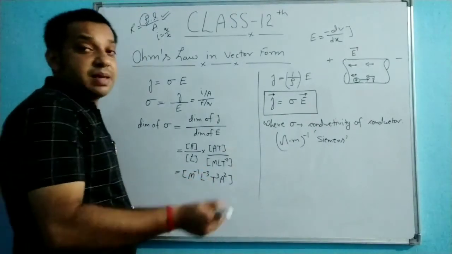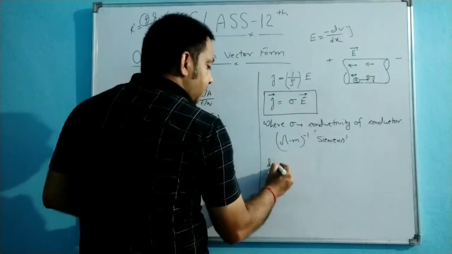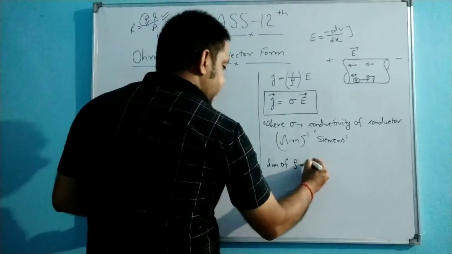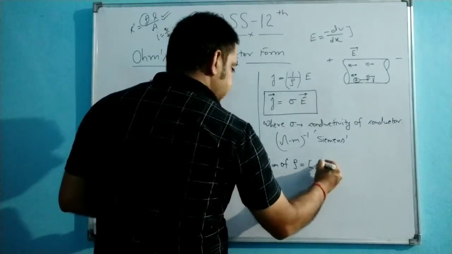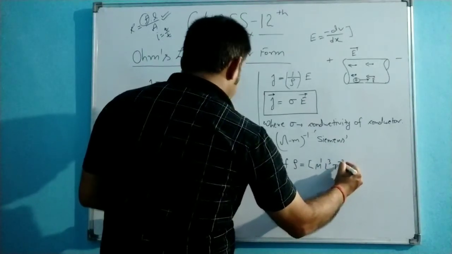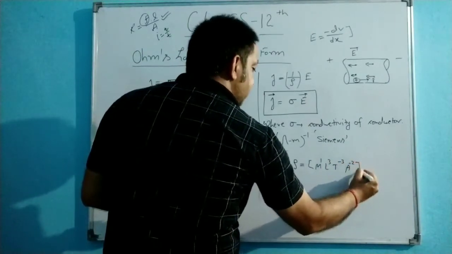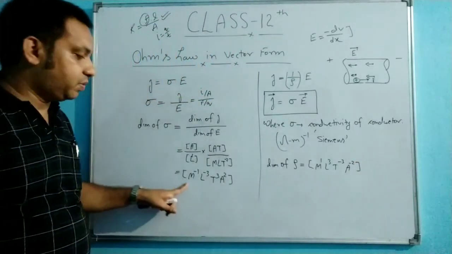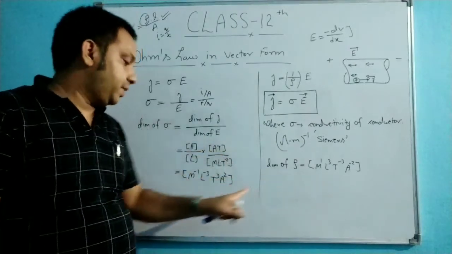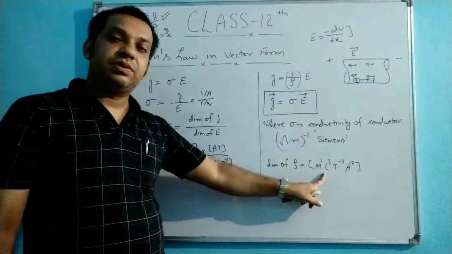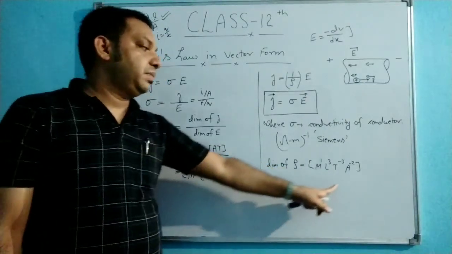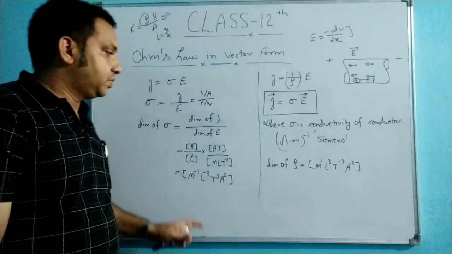So if you are able to find the dimension of resistivity, that becomes M to the power 1, L to the power 3, T to the power minus 3, and A to the power minus 2, only by taking the reciprocal of this one, 1 upon. So M to the power minus 1 becomes M to the power 1, L to the power minus 3 becomes L to the power 3, T to the power 3 becomes T to the power minus 3, and A to the power 2 becomes A to the power minus 2.